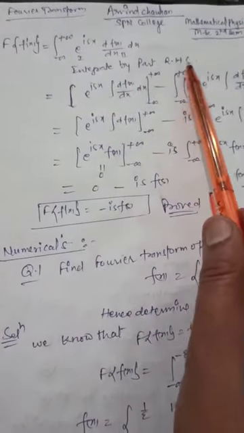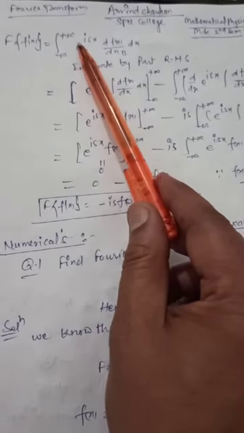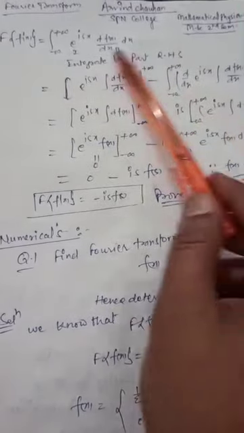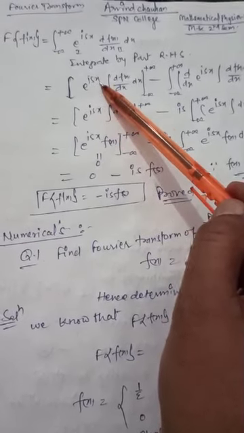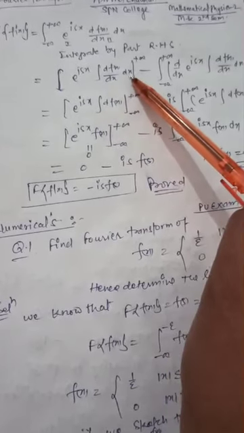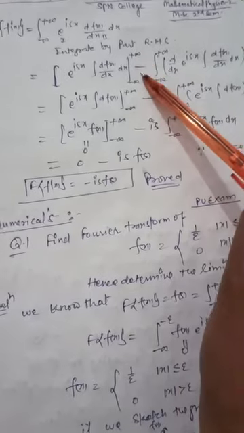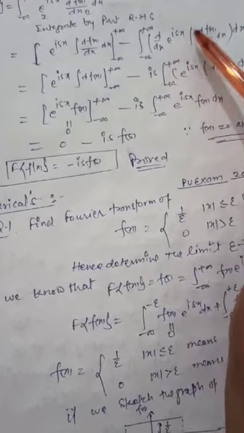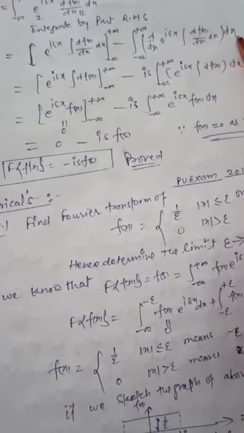Now integrate by parts the right-hand side. Consider this one as the first function and this one as the second function. The rule of integration by parts is: first function, exponential i s x, times the integral of the second function, df(x) over dx times dx, with limits from minus infinity to plus infinity, then minus the integral from minus infinity to plus infinity of the differentiation of the first function times the integral of the second function, dx, for the whole integration.